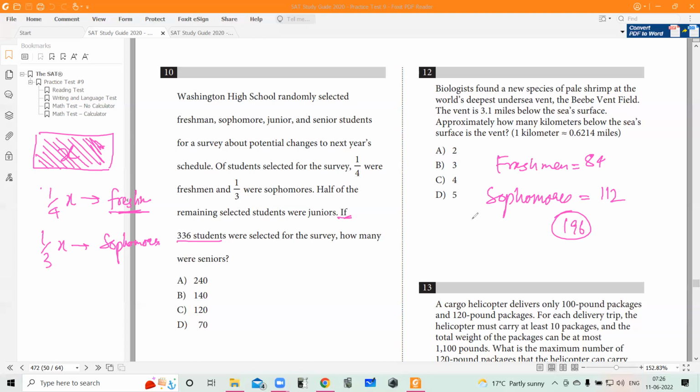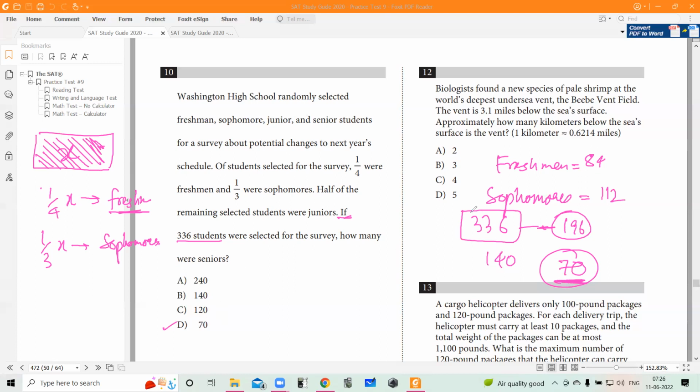Now how much is remaining out of 336? 336 minus 196 is 140. 140 divided by 2 is 70, so 70 are juniors. So how many were seniors? 140 minus 70 is 70. That's the answer.